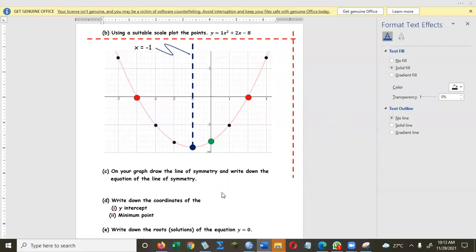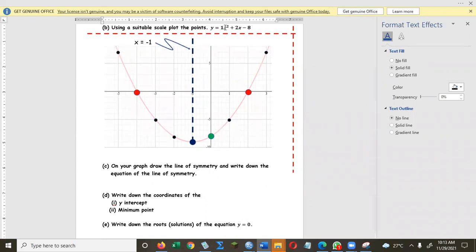Yes, so we are moving on to part D, and part D is asking to write down the coordinates of the y-intercept and the minimum point of our quadratic, x squared plus 2x minus 8. So here we have it. We have identified the line of symmetry, the axis right in the middle of the parabola, which cuts it in half, two equal halves.